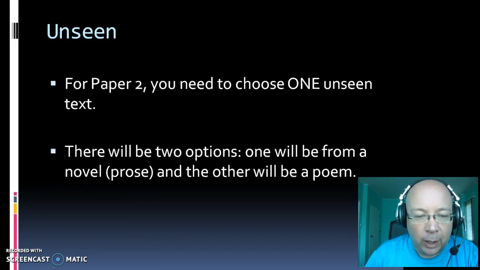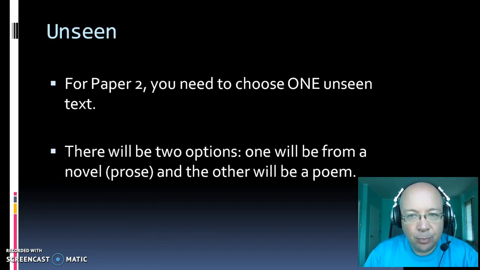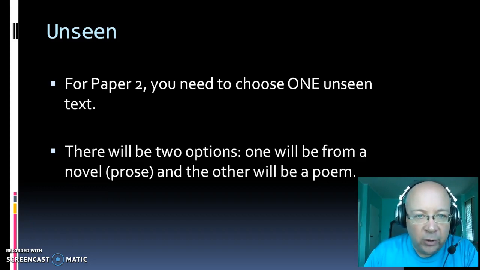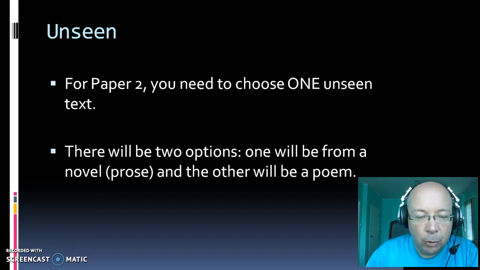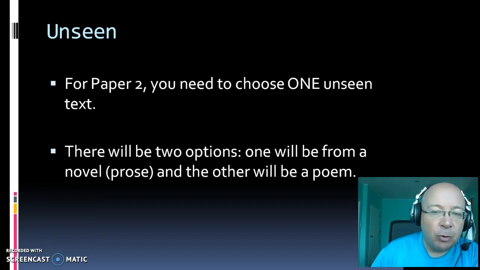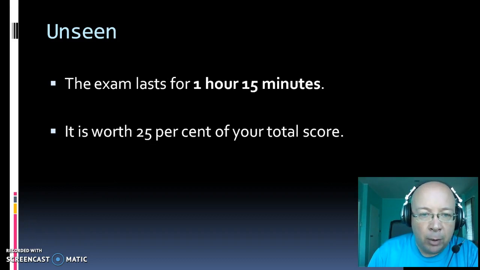This video is a brief overview of what unseen is and the skills that you need, and in other videos I'll look at some examples of past papers and how to answer them. Okay, for paper 2, component 2, you need to choose one unseen text. You're going to have two choices in the exam. One will be from a novel, which is called prose type writing, and the other will be a poem.